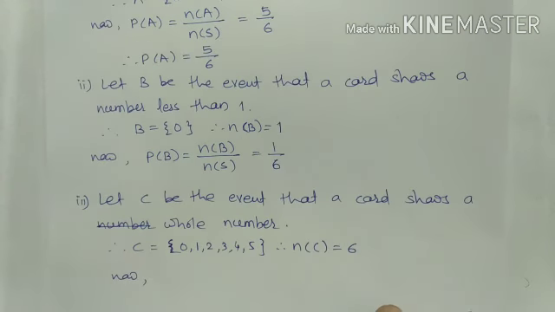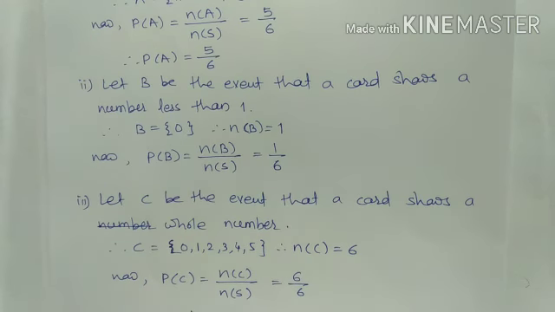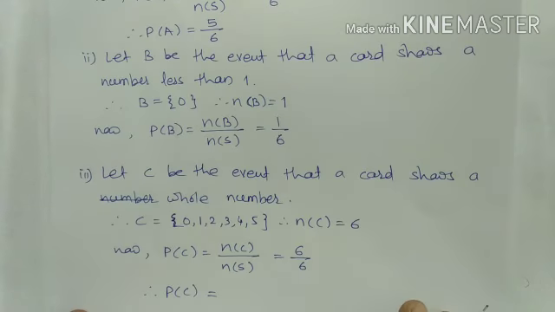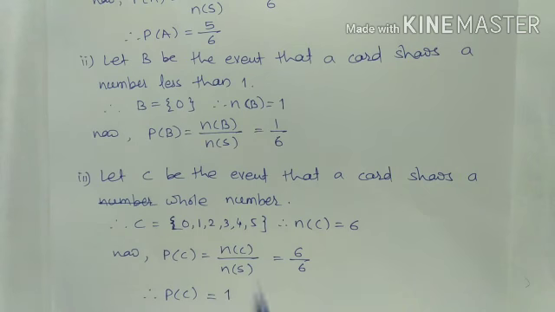Now we have to find the probability of this event, that is probability of C equals number of C upon number of S, that is equals 6 upon 6, and therefore probability of this event C, or the probability of the event that a card shows a whole number is 1, because this is also a certain event which contains all the sample points in the sample space.